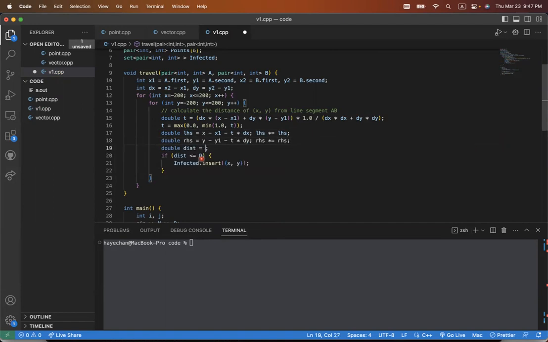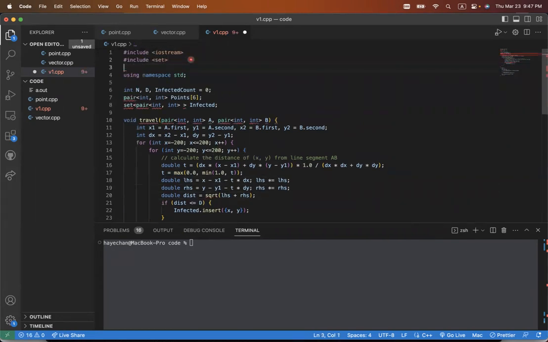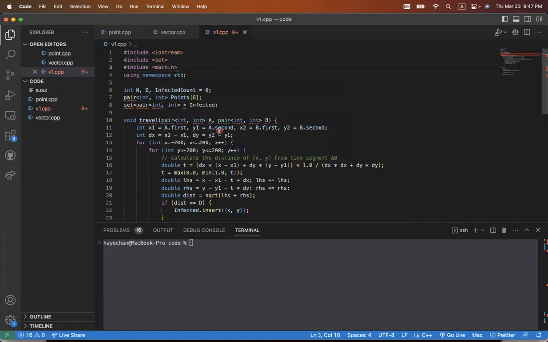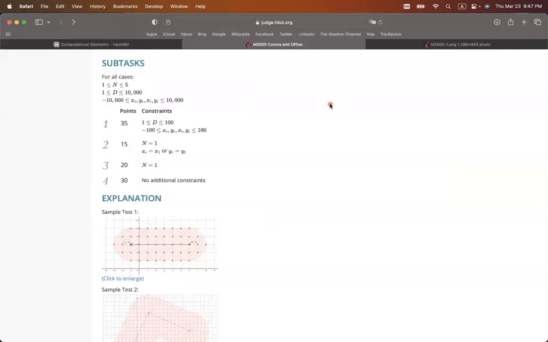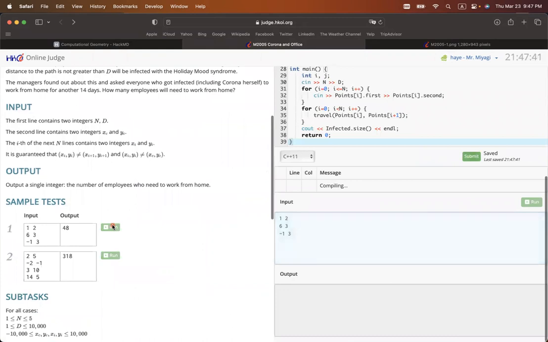And so distance is just the square root of the sum of LHS and RHS. Well, square root is a function that you can only use if you include the math library, math.h. Okay, so I think we're done with the solution for at least subtask 1. Let's test it. Take it for a spin in this problem. Okay, and let's see. Well, looking good.